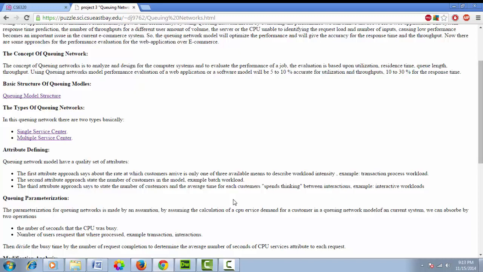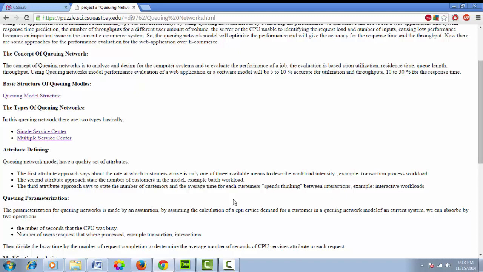Queuing parameterization. So what is queuing parameterization? The parameterization of a queuing network is made by an assumption. Suppose you want to calculate the CPU device demand for a customer in a queuing network of a current system, and we can observe two quantities.